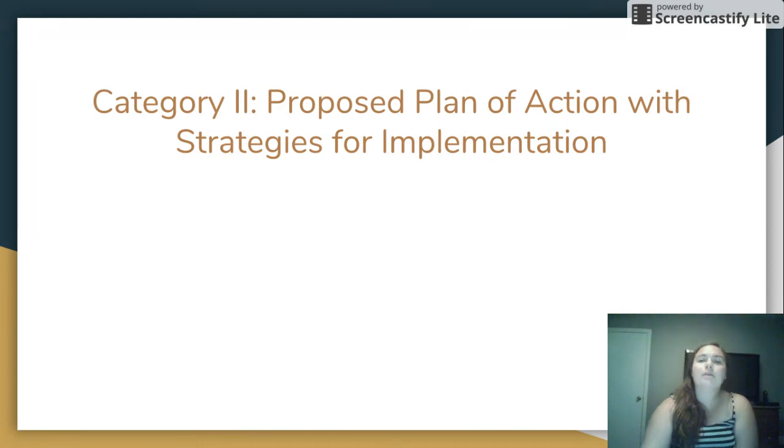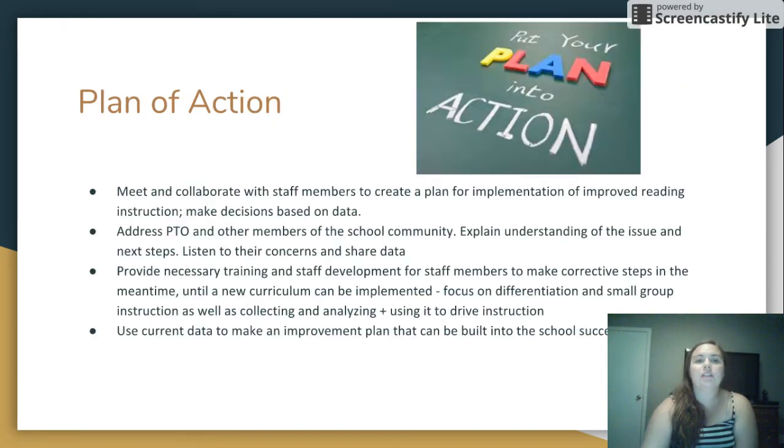Category 2, Proposed Plan of Action with Strategies for Implementation. First, a plan of action would be to meet and collaborate with staff members to create a plan for implementation of improved reading instruction and to make decisions based on the data that is proven. Address the PTO and other members of the school community that are concerned, explain the understanding of the issue and what the next steps might be, and listen to any further concerns that they may have and share the data.